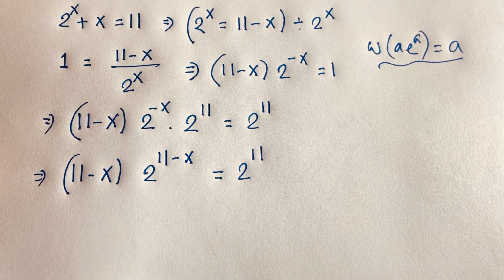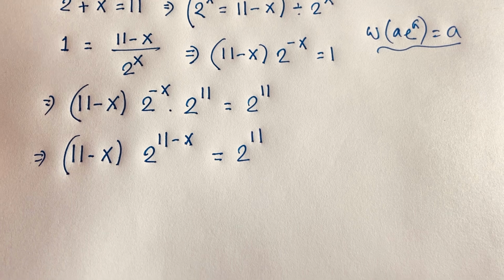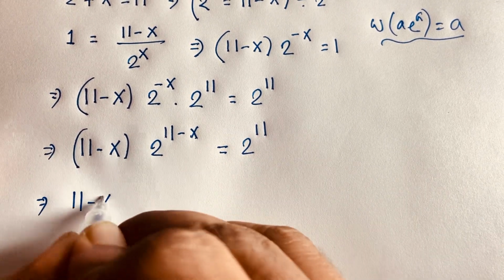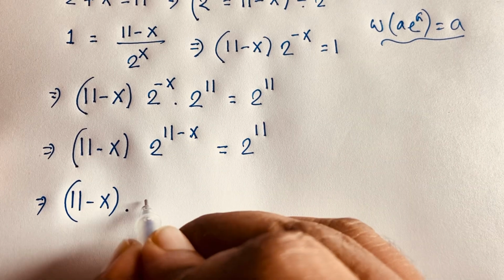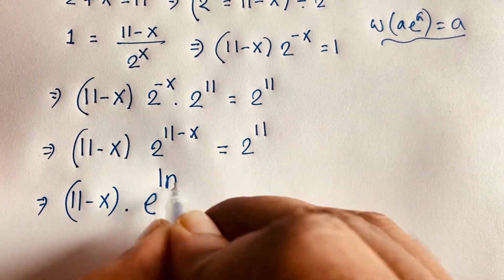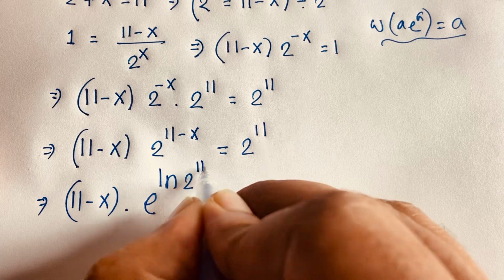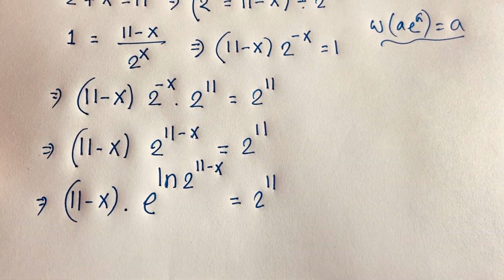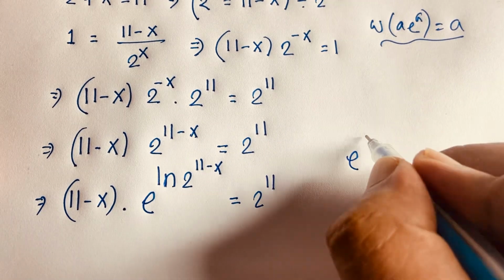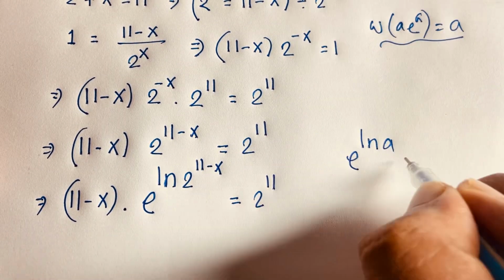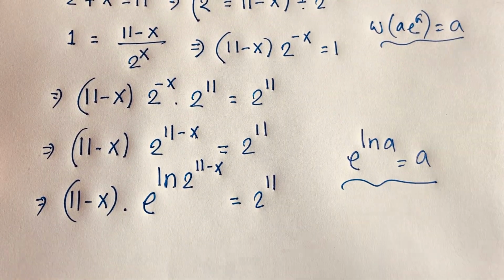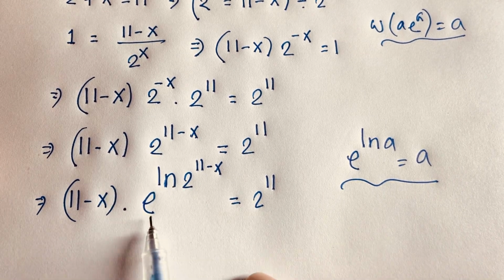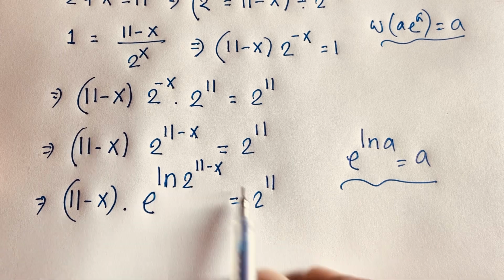Okay, now I can easily say it will be 11 minus x times e to the power ln of 2 to the power 11 minus x is equal to 2 to the power 11. Look, we know the exponential law: e to the power ln a is equal to a. According to this natural log rule, I can easily say 2 to the power 11 minus x will be e to the power ln 2 times 11 minus x.